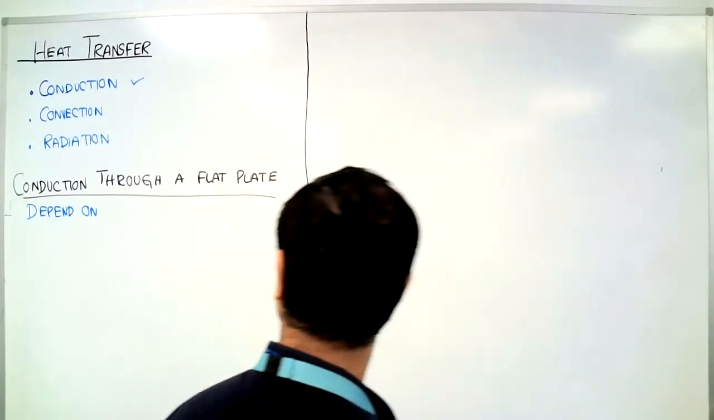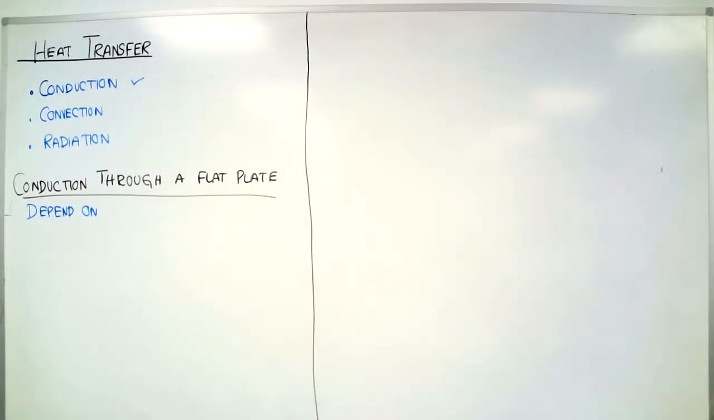When we talk about heat transfer, there are three main ways: conduction, convection, and radiation. Conduction happens in solids, convection in fluids, liquid or air, and radiation when there is no medium present. So heat can still transfer in the form of radiation, as from the sun to the earth. So we are going to focus on conduction.